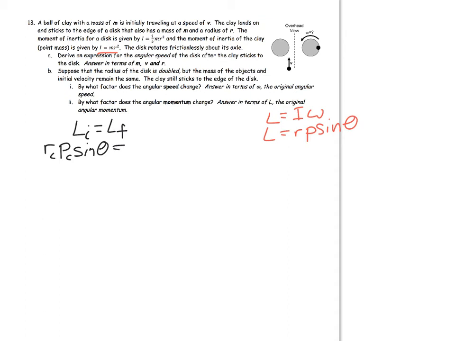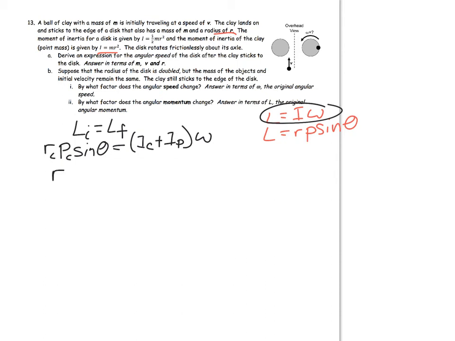Afterwards, the two objects stick together, so we're going to use this definition now because we're ultimately solving for the angular speed, and because they're rotating, it's going to be the moment of inertia for the clay plus the moment of inertia for the disk times the angular speed of that system. I can substitute in the things I know. The radius here for my disk is just r, so I can just leave this as r here.